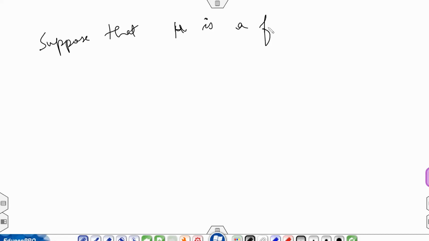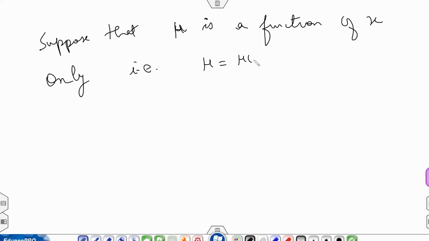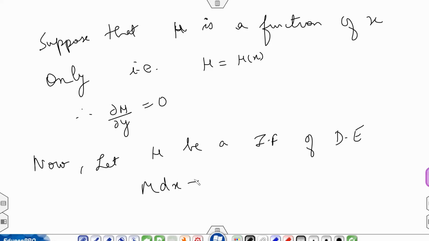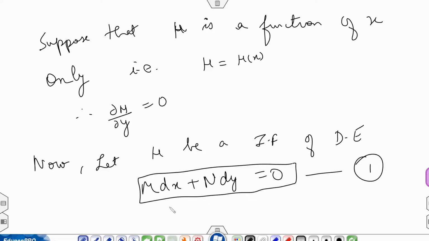For this, suppose that mu is a function of x only. That means mu is some function of x. Therefore ∂mu/∂y will be equal to 0, since it is a function of x only. Now let mu be the integrating factor of the differential equation M dx plus N dy equals 0. Call this equation number 1. Mu is one of the integrating factors of equation 1.